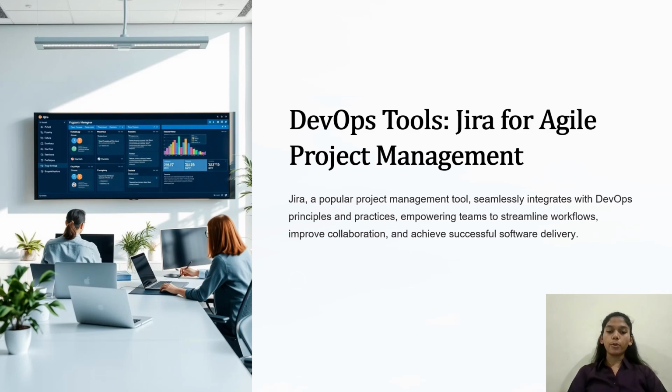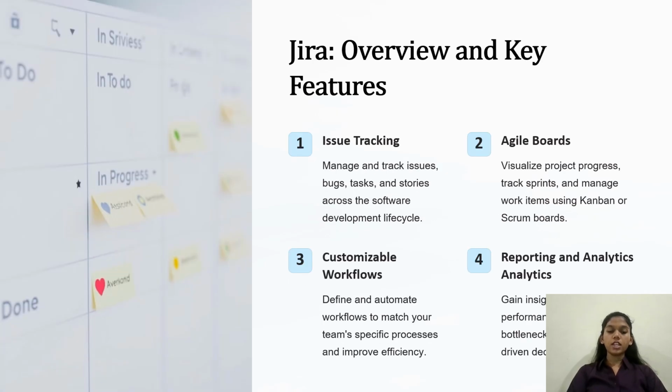Jira is a popular tool for agile project management, tracking issues, and improving team collaboration. A development team can use Jira to track features, bugs, and tasks in a sprint backlog. Jira overview and key features.